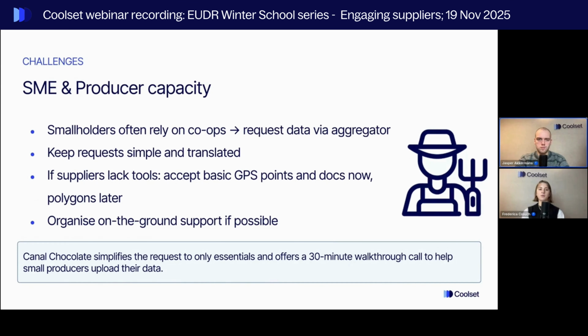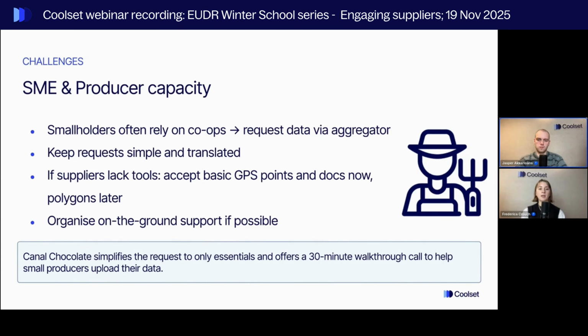So what we see here is often smallholders are relying on cooperatives. So an aggregator is collecting data for smallholders and will then act as that in-between to pass on that data to you. And this is really helpful to be aware of, and when you can, have your communications with the aggregator rather than trying to reach the smallholder themselves.